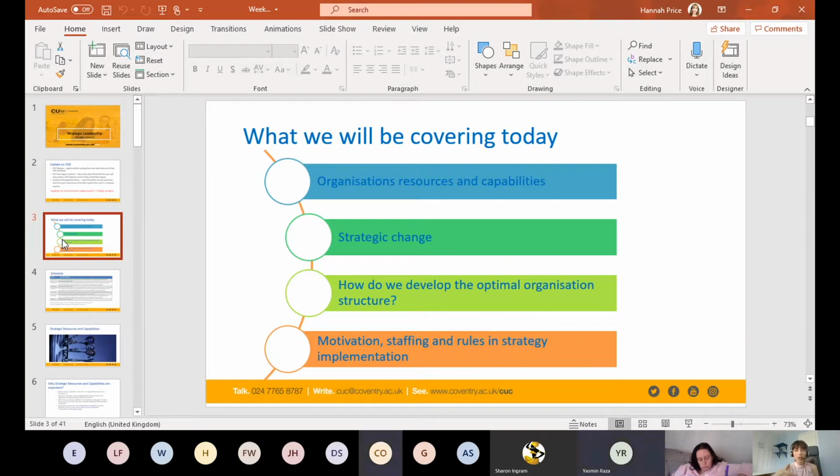So today we'll look at the resource approach for the organisation and how they develop the strategy based on what they've got and what they're able to do. We'll look at how change is managed, and how we structure the organisation to deliver. And then we'll also have a brief look at how we get people on board in terms of making things happen.